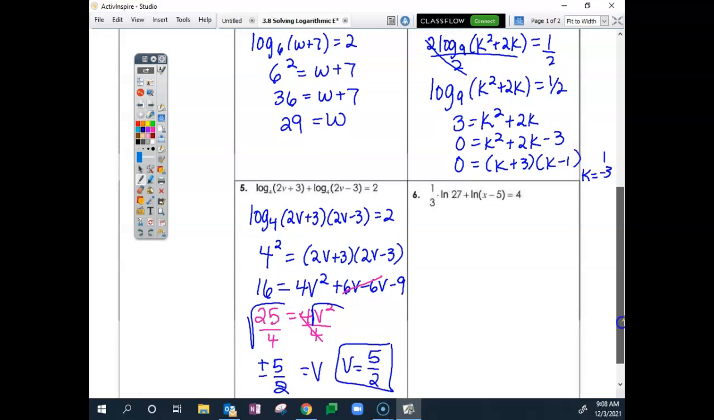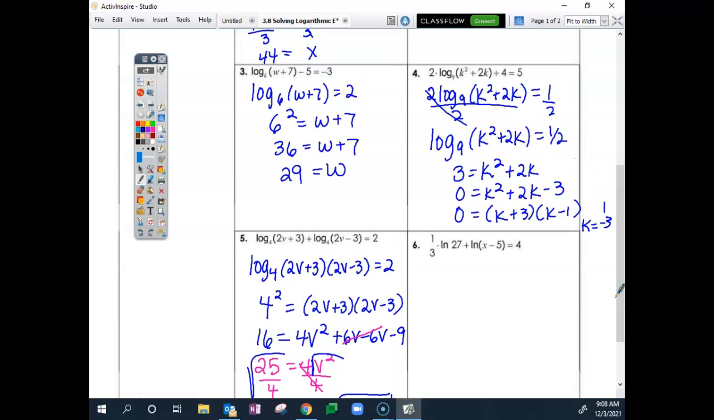Okay, so now up here, I divided by 2, right? So can I divide by 1/3 here? No, I can't because of this plus, right? You can't do that. So where does this 1/3 go? It goes on the 27. And so I'm taking 27 to the 1/3. What is the third root of 27? 3. So I'm going to have ln of 3 times x minus 5 equals 4.